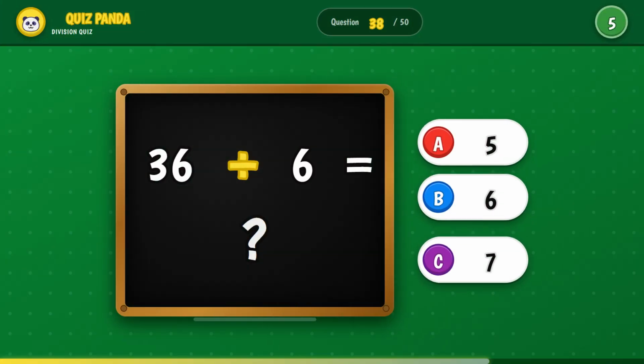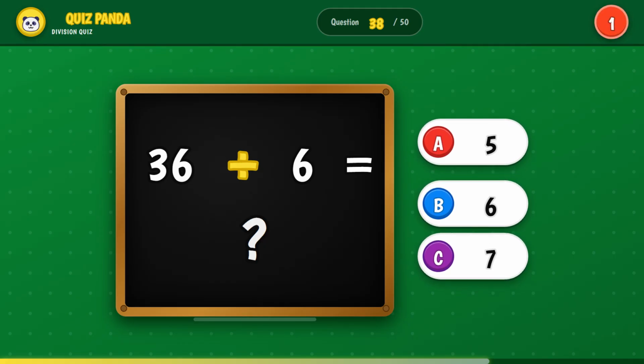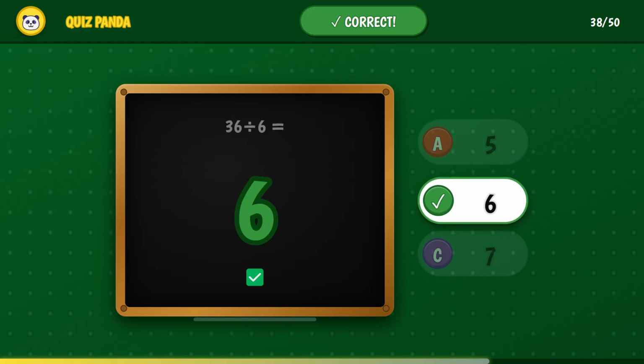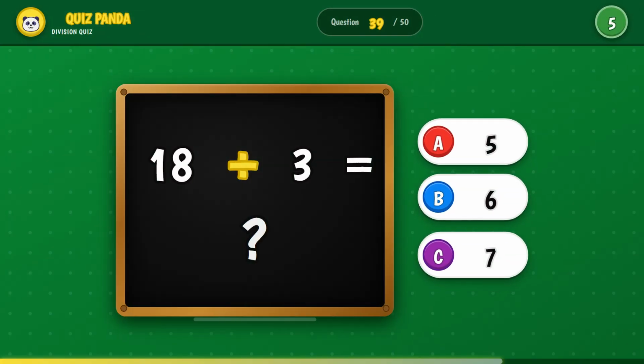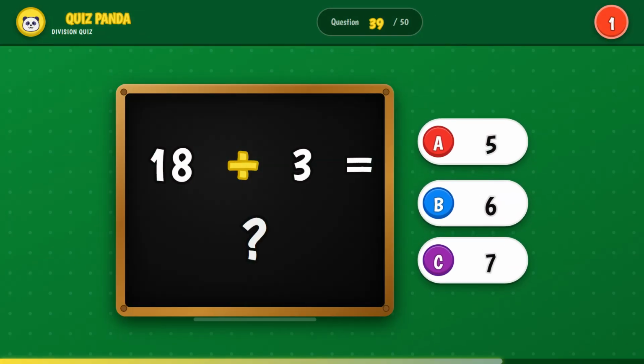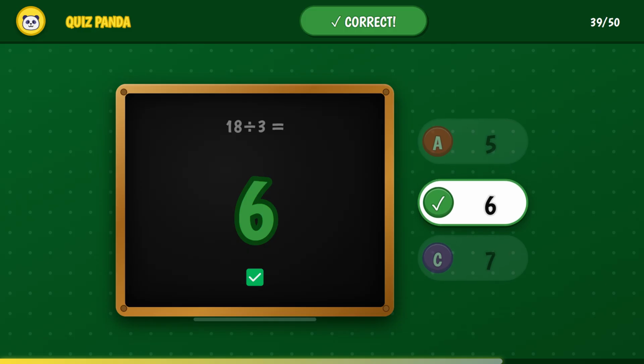Number 38. 36 divided by 6 equals? The correct answer is B, 6. Question 39. 18 divided by 3. What's the answer? The correct answer is B, 6.